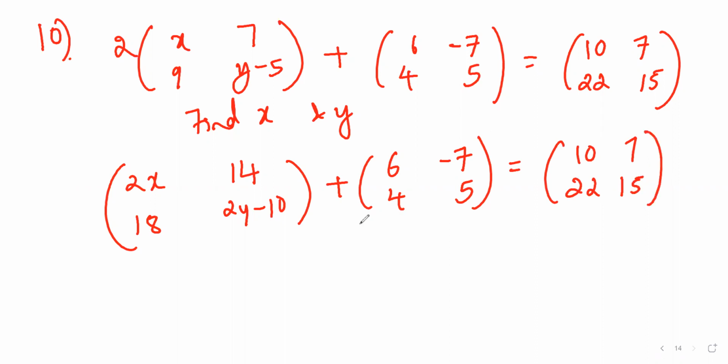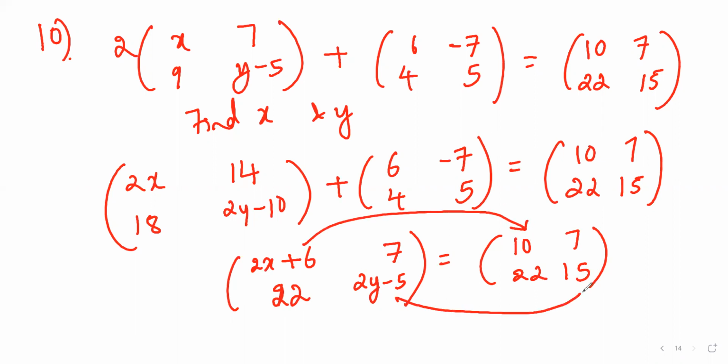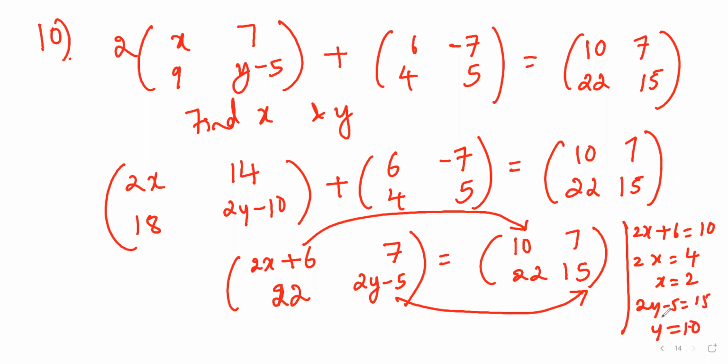So the next thing is you have to solve: 2x plus 6, 14 minus 7 is 7, 18 plus 4 is 22, and 2y minus 5 is equal to 10, 7, 22 and 15. Equate the corresponding elements. So you get 2x plus 6 is 10 and 2y minus 5 is 15. Let's just do it here. 2x plus 6 is equal to 10, which gives me 2x is 4, and x is 2. And 2y minus 5 is 15, so 2y is 20, or y is 10. So it's straightforward here.